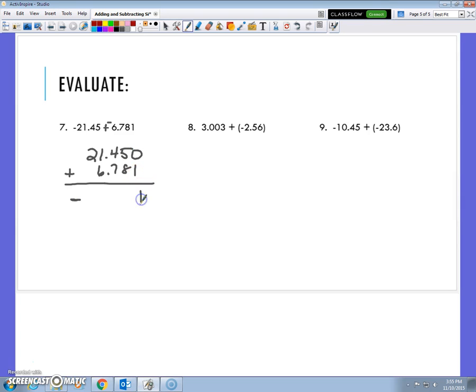0 plus 1 is 1. 5 plus 8 is 13. That gives me an extra for my tenths place. 4 plus 1 plus 7, 12. My decimal, I need to carry my 1. 1, 2, 8. And then finally a 2. 28.231. Negative 28.231. Two negatives. Same signs. We're going to add them together, but we're going to keep that negative. So there's my evaluated sum.